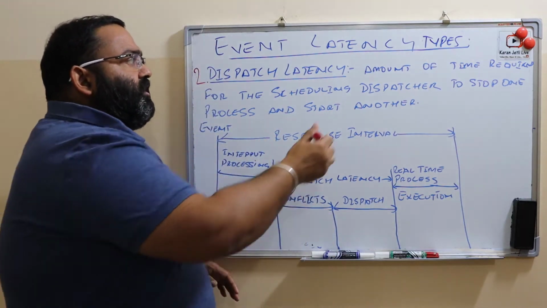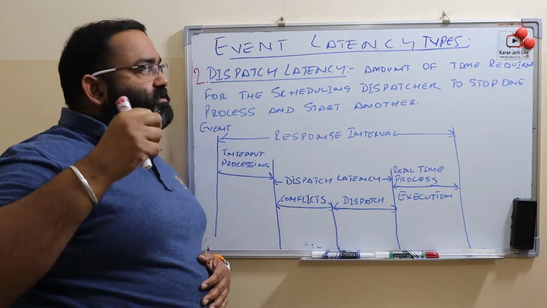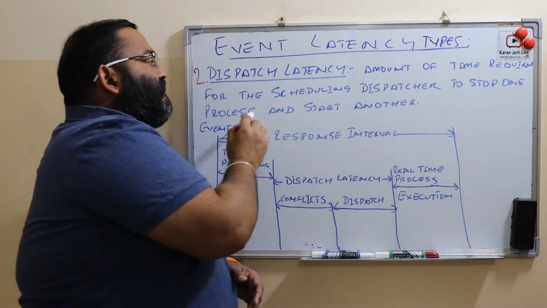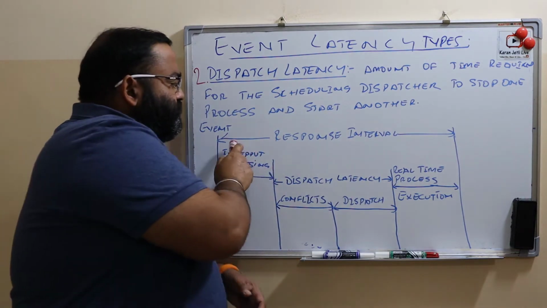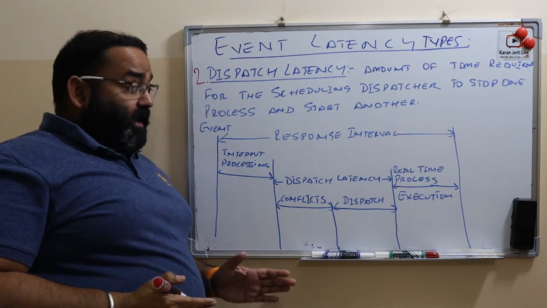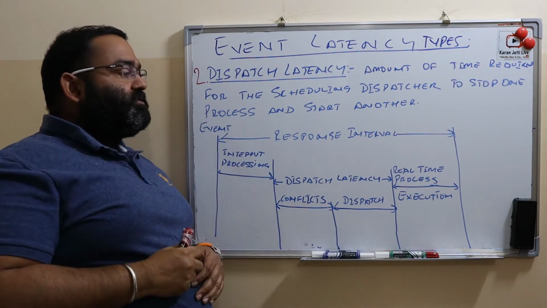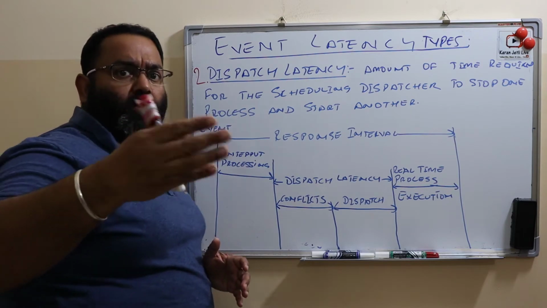Now the formal definition: the amount of time required for the scheduling dispatcher to stop one process and start another. This total is called your interrupt latency, and within interrupt latency you have something called dispatch latency. Now how does it work?